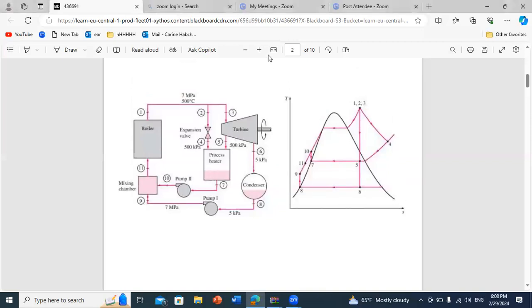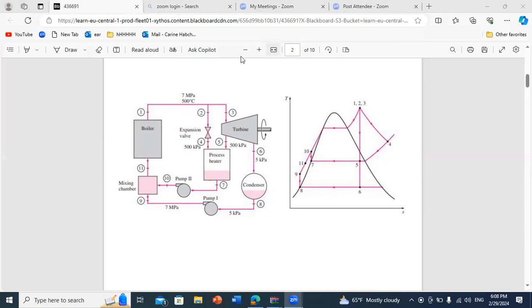So here we have the scheme showing the different equipment, the turbine, the boiler. We have two pumps here because we have three pressures. So whenever you have three pressures, you will need two pumps, okay? And we have the process heater and a mixing chamber here. Let us discuss what will happen in each of these components, okay?